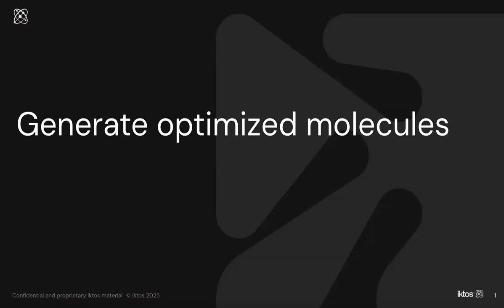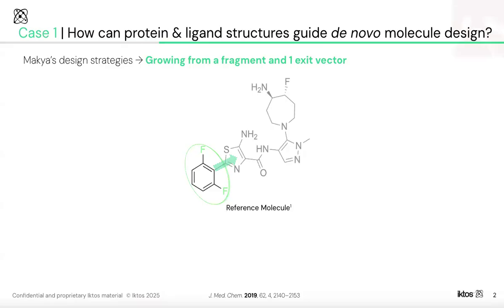At the core of everything we are doing with Makya is the simple idea: generate optimized molecules, not just valid ones, not just novel ones, but molecules that matter. In this session, we'll show you how that's done. Not with generic AI models, but with design strategies that are rooted in chemistry, shaped by data, and guided by your goals as a scientist.